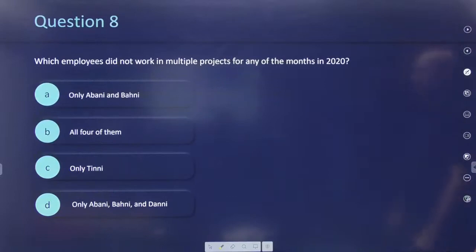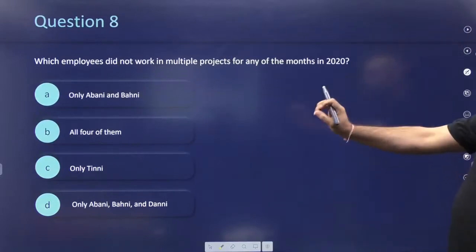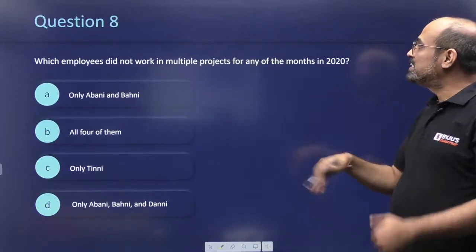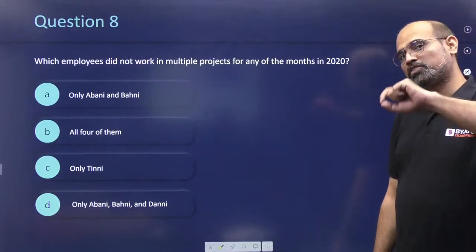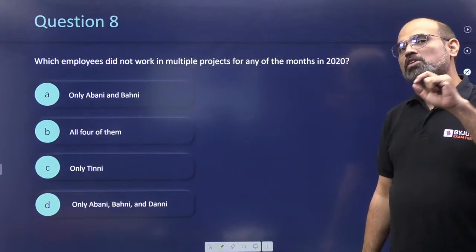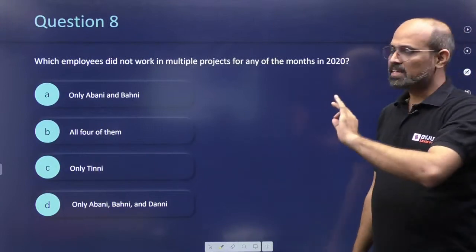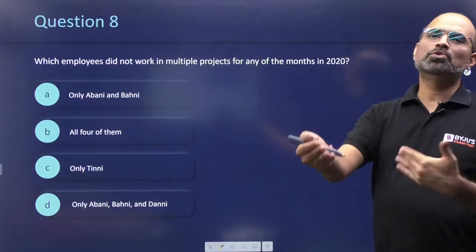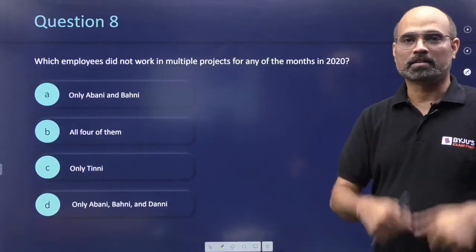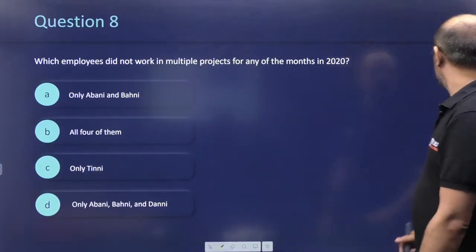Okay. Next question is, which employees did not work in multiple projects for any of the months in 2020? Did not work for multiple projects. तो पूरे साल में, the question is saying, पूरे साल में कौन से ऐसे employees थे जिन्होंने parallelly एक से ज़्यादा project पे काम नहीं करा? Okay?